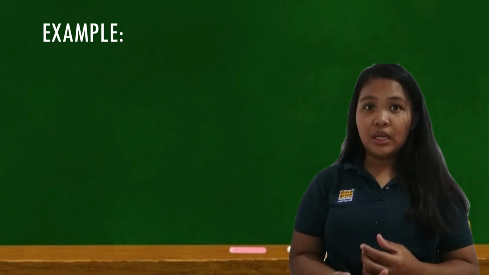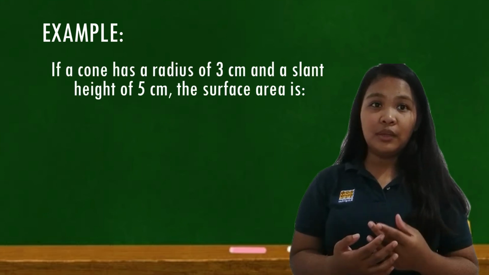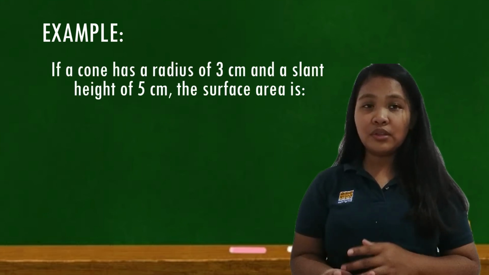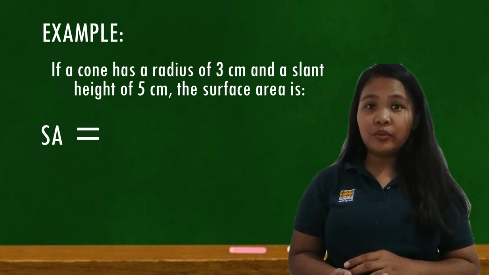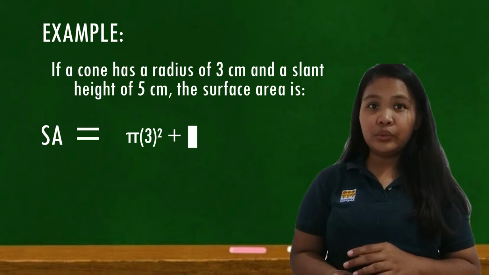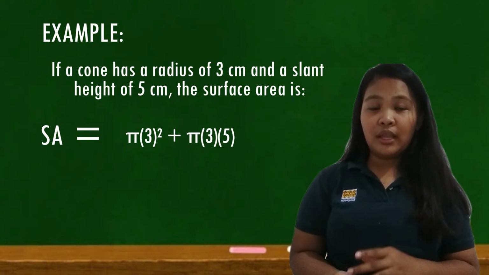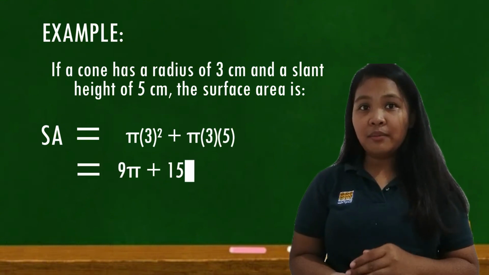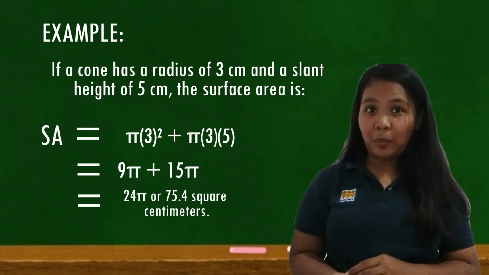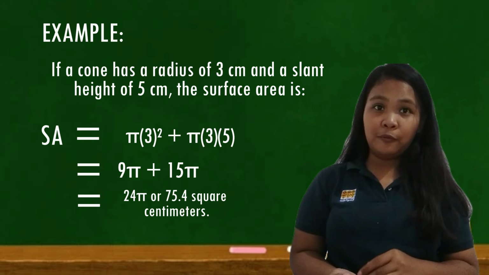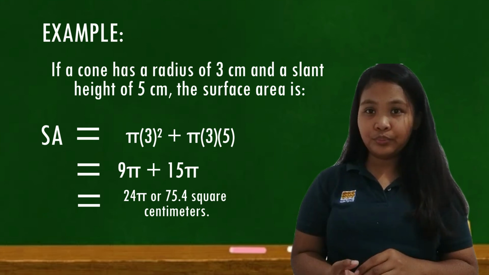For example, if a cone has a radius of 3 centimeters and a slant height of 5 centimeters, to compute the surface area, we have to get the product of 3 squared and 3 times 5. Next, if we add 9 plus 15, we get 24 pi. And if you multiply it by pi, we get 75.4 square centimeters.